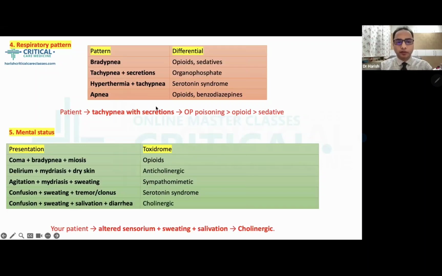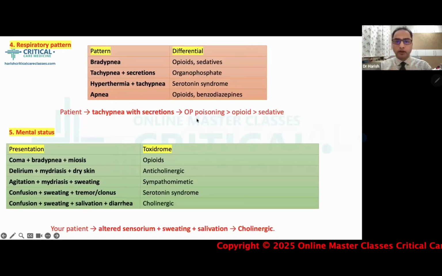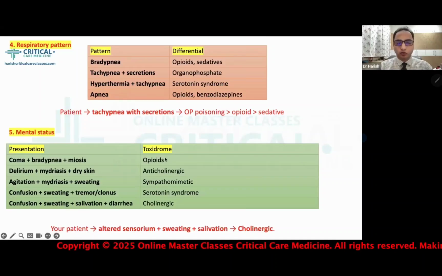Again, the patient is having tachypnea with secretion. So OP poisoning is more likely as compared to opioid or sedative. So again, this fits into OP poisoning as a toxidrome. So mental status, coma, bradypnea, miosis: opioids.